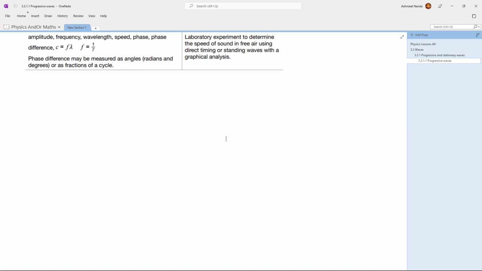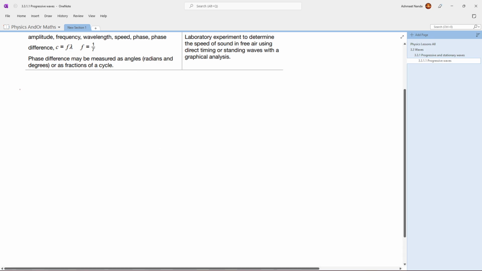Now what's the first thing we do? Well, a wave is the oscillation of particles. So a wave is equal to the oscillation of particles. So how particles vibrate through a medium.